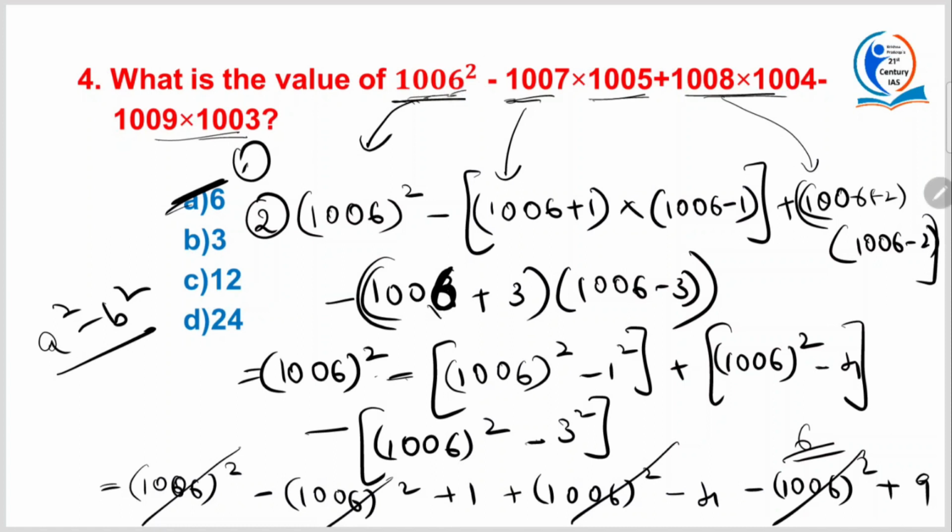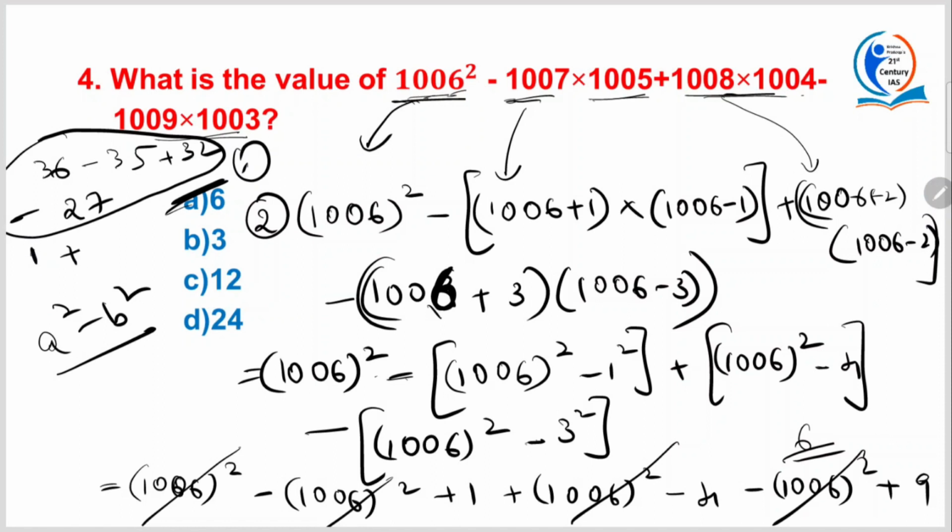Okay, see, 6 square is how much? 36. Now, 7 5s is how much? 35 plus 8 4s is how much? 32 minus 9 3s is how much? 27. Okay. Now, see, 36 minus 35 is how much? It's 1. Plus 32 minus 27 is how much? It's 5. Now, 5 plus 1 is how much? It's 6. Got my point? So, 6 is the answer.